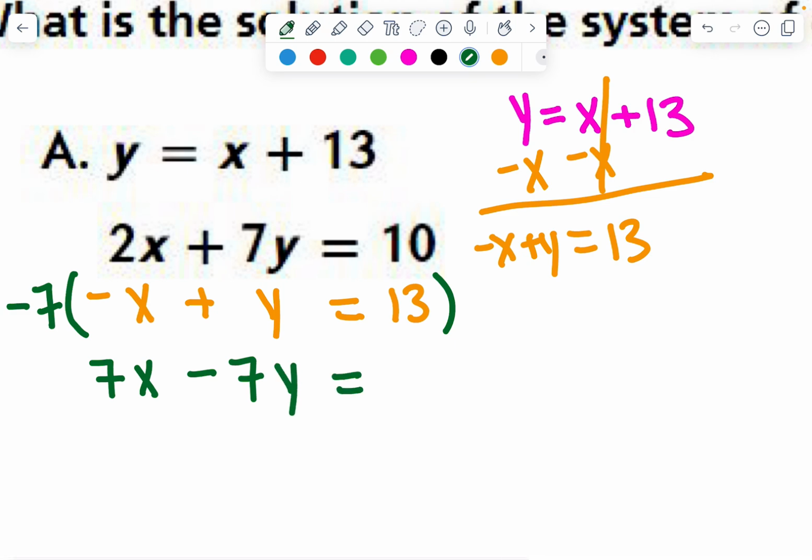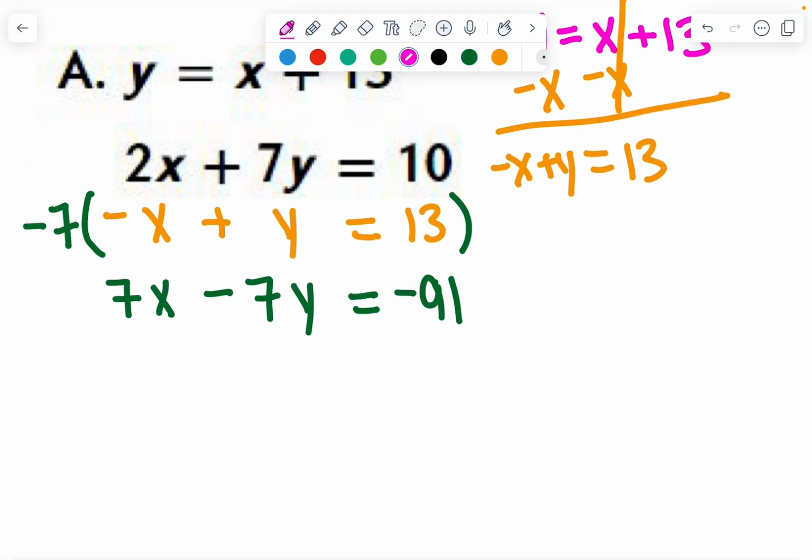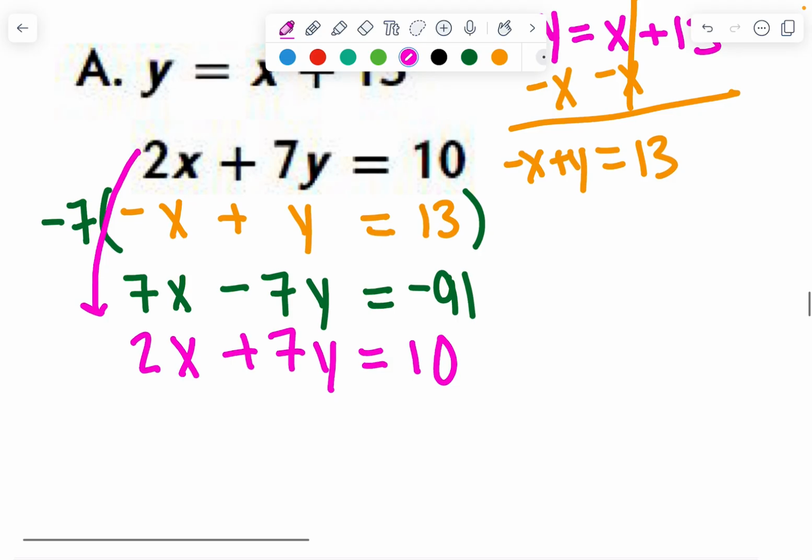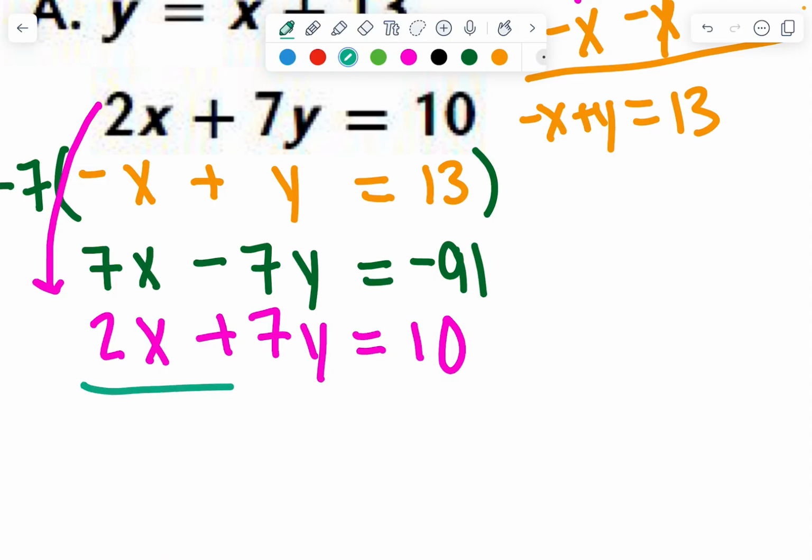And then negative 7 times 13. Give me a second on that one. Seven times 13. 91. And it's going to be negative. All right, I'm going to bring this equation down so they're lined up. So we have 2x plus 7y equals 10. Now we have opposites, so we can go ahead and add our equations together.